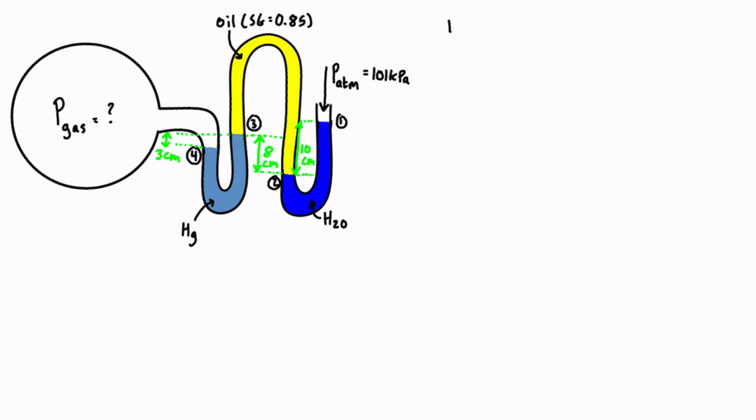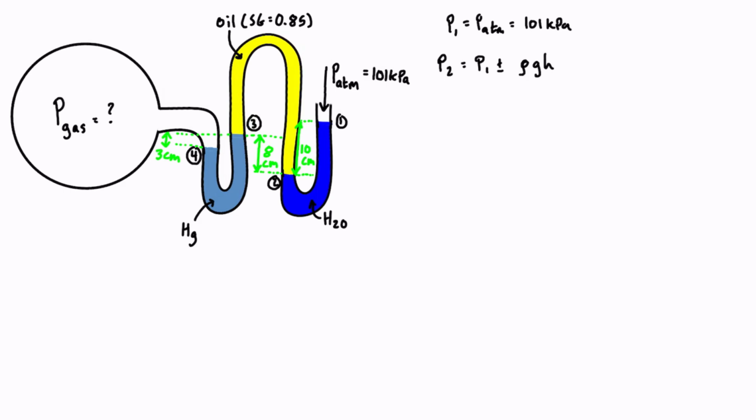Pressure 1, P1, is just going to be equal to P atmosphere, which is 101 kilopascals or 101,000 pascals. Now P2 is going to be P1 plus or minus rho g h, rho being the density of that fluid, so it's going to be the density of water. g is acceleration due to gravity, and h is the height difference between the two surfaces we're looking at. In this case, it's going to be 10 centimeters.